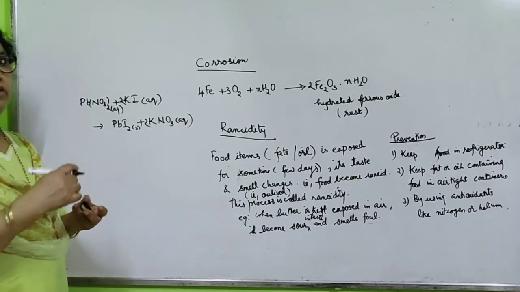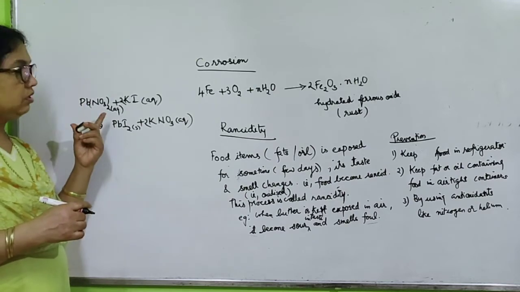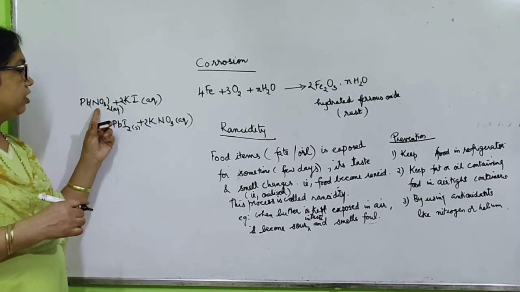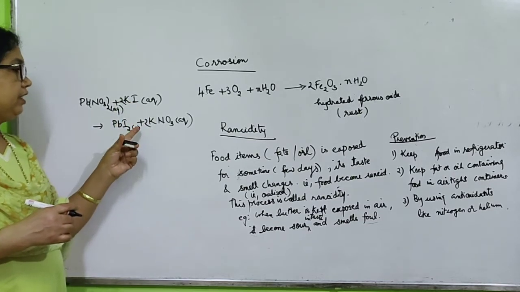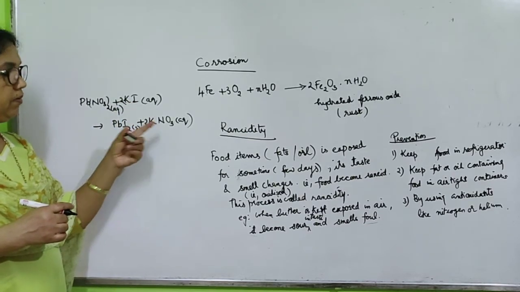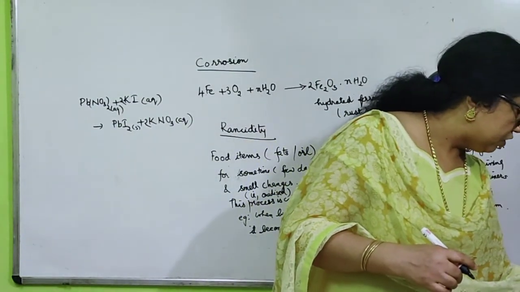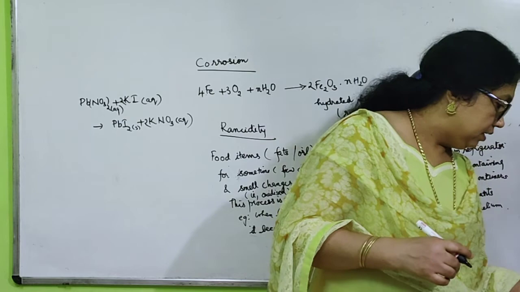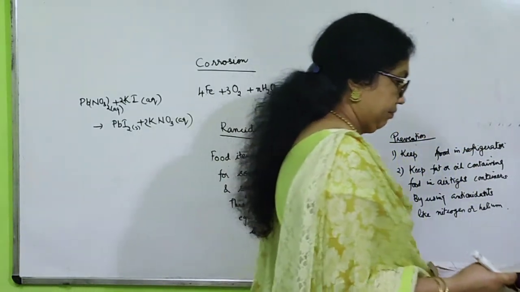One example we learned already in that activity I had explained. Another example: if to lead nitrate solution I add potassium iodide aqueous solution, then lead iodide, that is a yellow precipitate, forms, along with potassium nitrate. Now identify the substances that are oxidized and the substances that are reduced in the following. Third question.